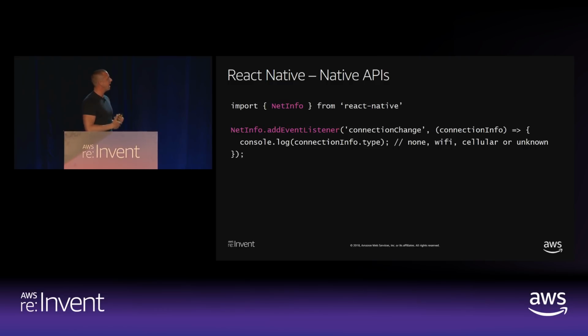For instance, here we have a listener that listens for the connection change and tells you whether the user is on Wi-Fi or what type of connection they're on.